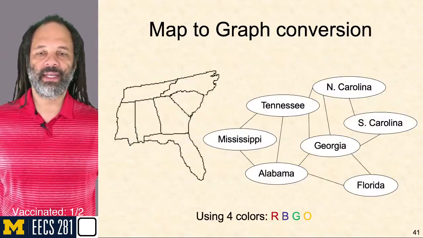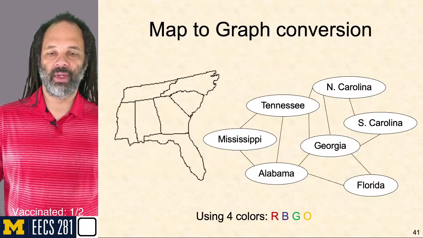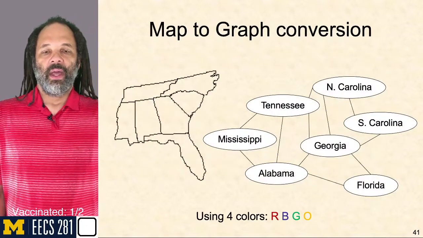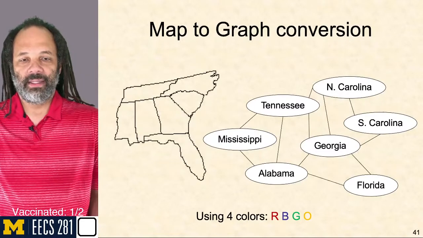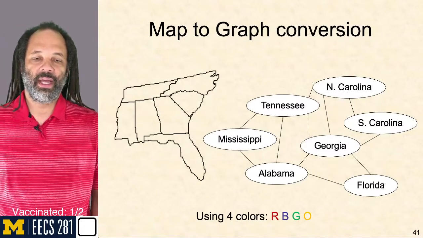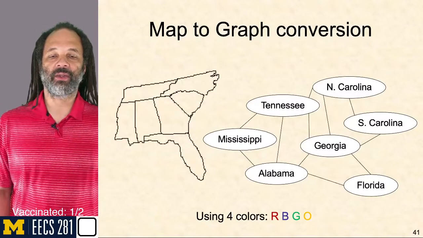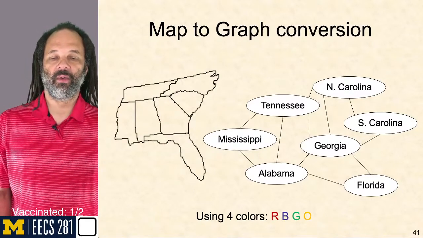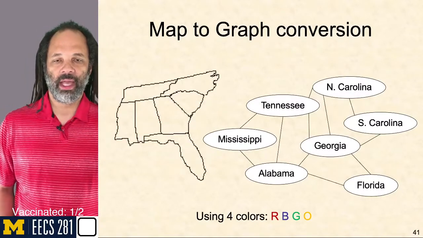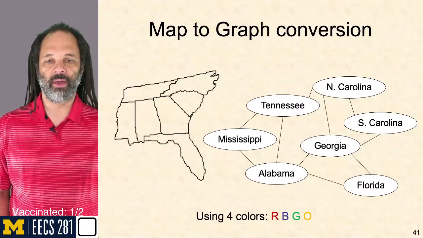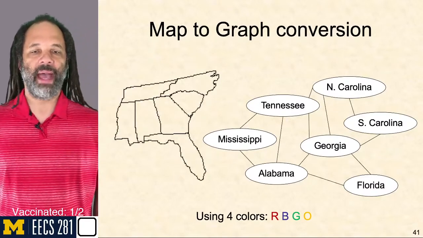So let's take this southeast corner of the United States. I've got Mississippi, Tennessee, the Carolinas, Georgia, Alabama, and Florida here. And I'm just going to try to use these 4 colors, red, blue, green, and orange, and then work my way through trying to color this to give you an idea of how backtracking works.